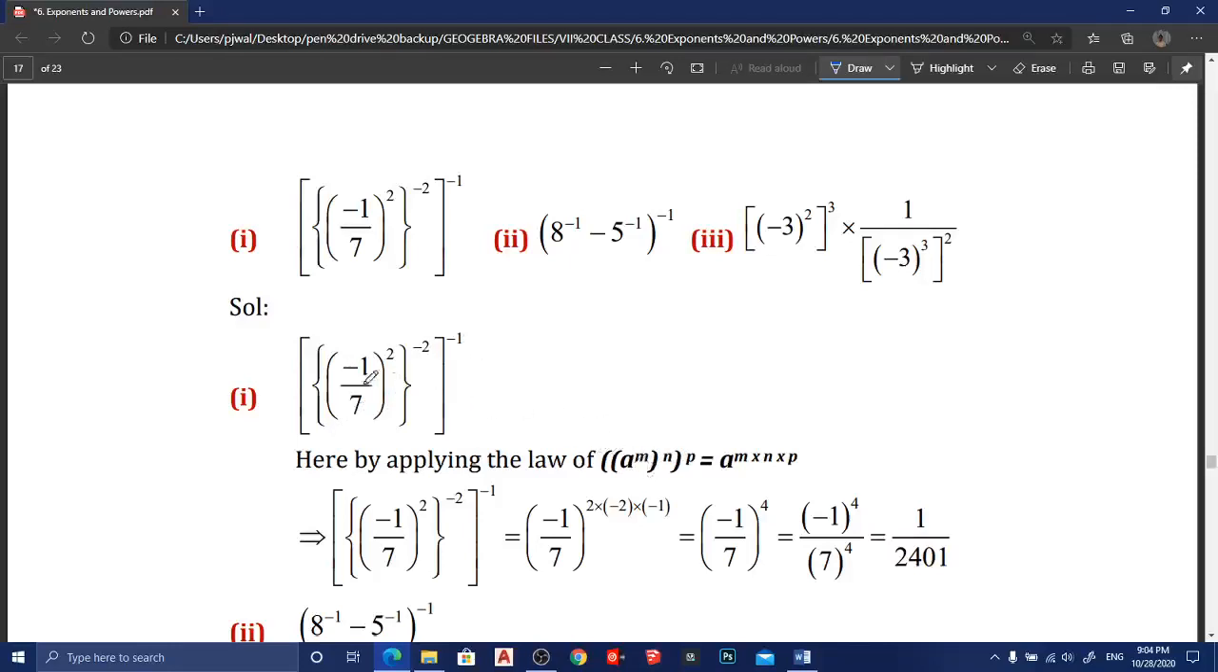In place of a, minus 1 by 7 is there. So a to the power of m whole to the power of n whole to the power of p means we can take a to the power of m into n into p. Just simply multiply the powers. Here what is a? Minus 1 by 7. Take this and keep it in the bracket and take all the powers and multiply.